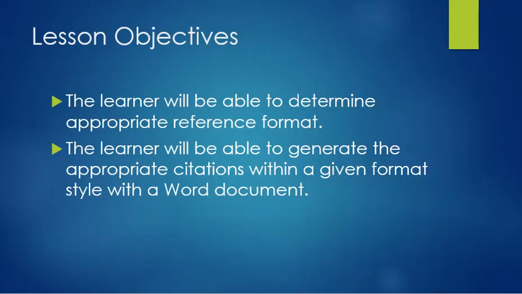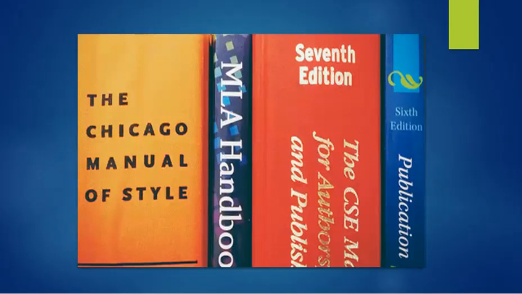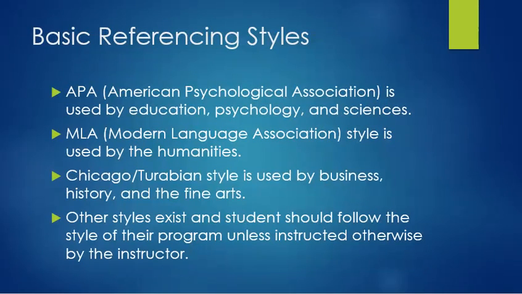The lesson objective is that the learner will be able to determine the appropriate reference format for a document and be able to generate appropriate citations within that format style. We will be looking at the basic formatting styles such as Chicago, MLA, and APA.